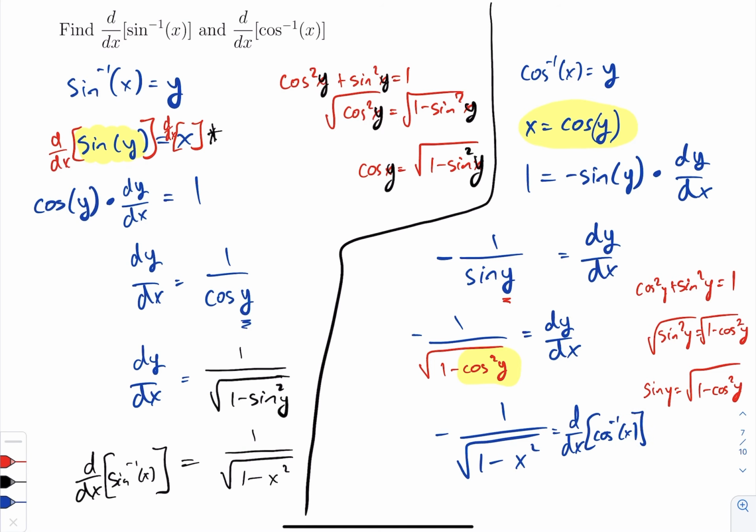Okay, so those are our two derivatives, one for inverse of sine, one for inverse of cosine. And they're quite similar. The only difference is that the cosine derivative is negative and the sine derivative is positive.